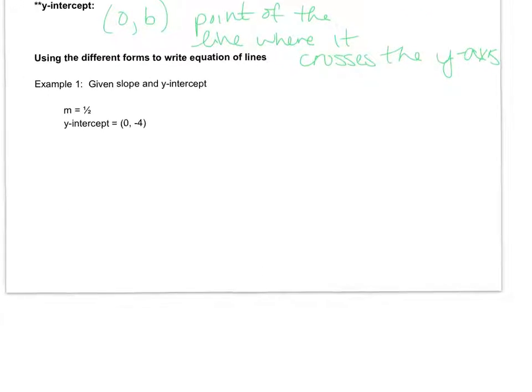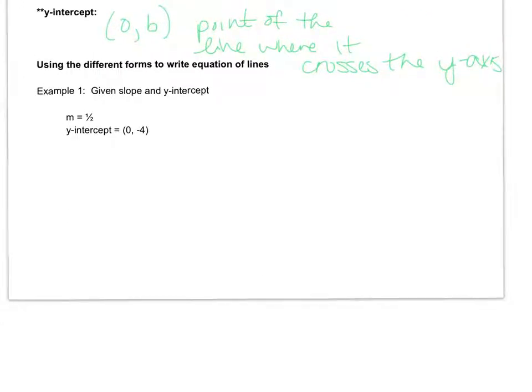All right, so the first example we're going to do here is where we're given the slope and an intercept. I'm going to highlight my important parts here. I'm going to use red for my slope, and I will use blue for my y-intercept. So I know my slope is 1/2, and I know my b value is negative 4.